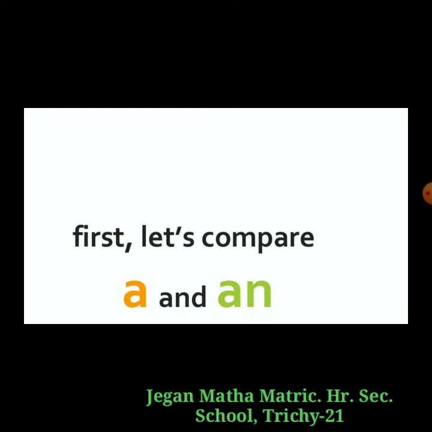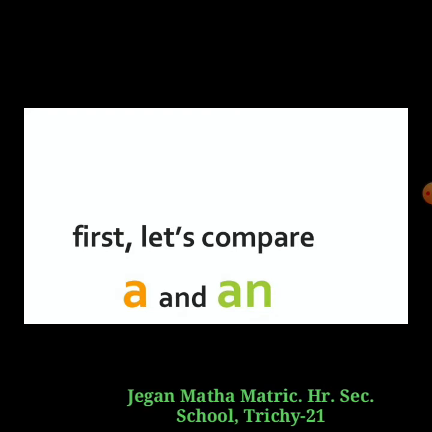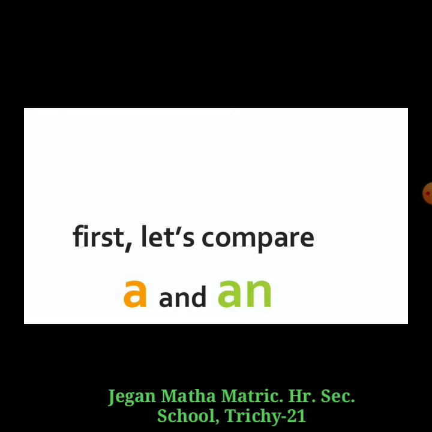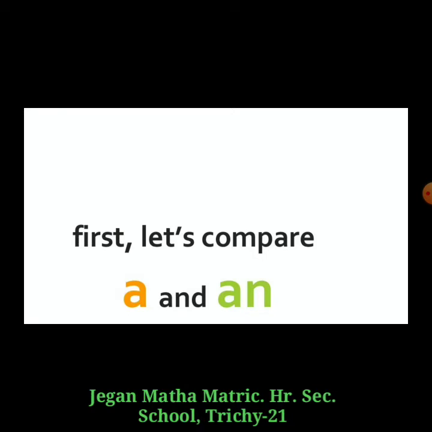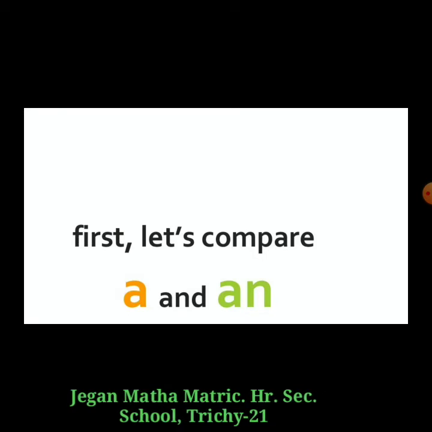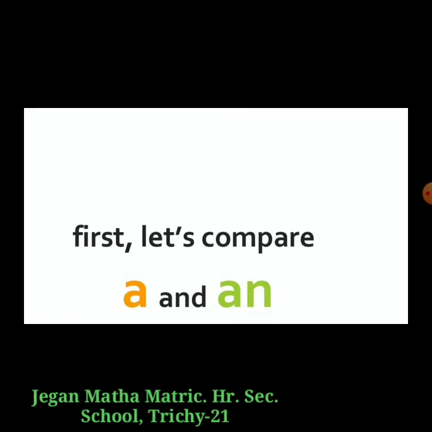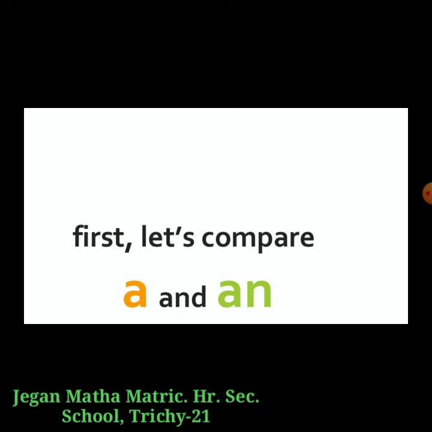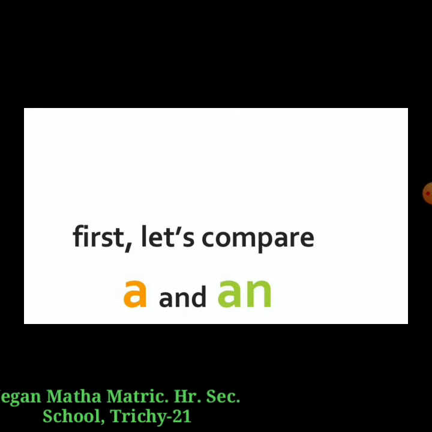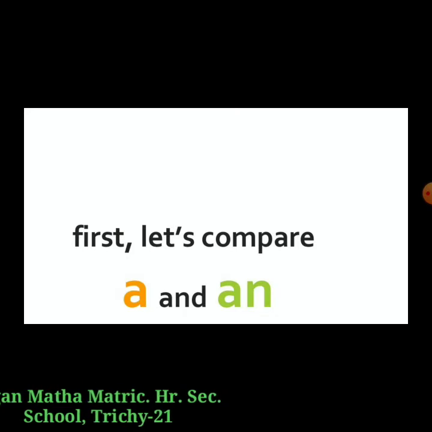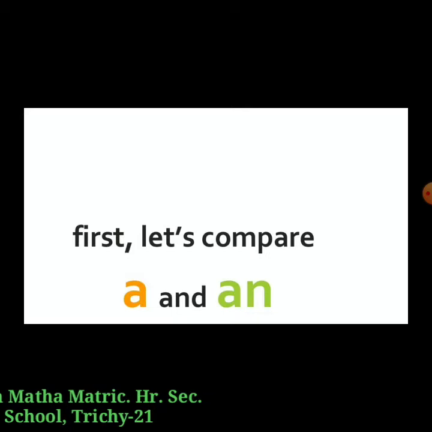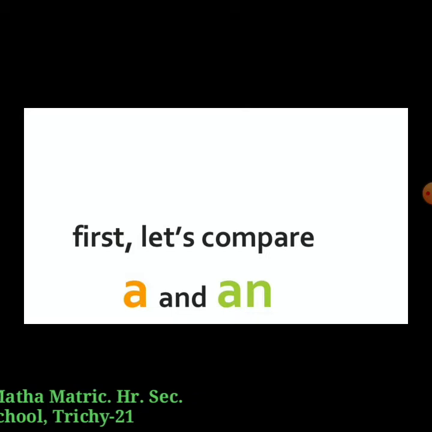For example, an apple, a pencil. So an apple, a pencil. That's vowel pronunciation: A, E, I, O, U. That's what we know. So we have to pronounce the word, and then we use an before it. Before singular countable nouns, we use an or otherwise a.